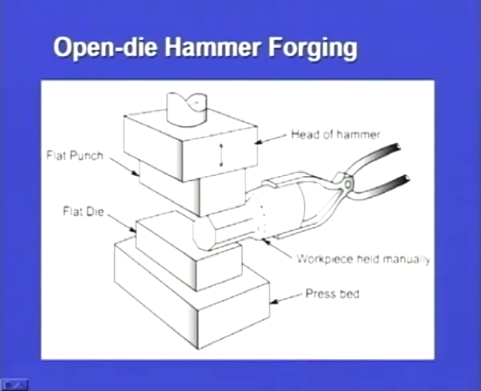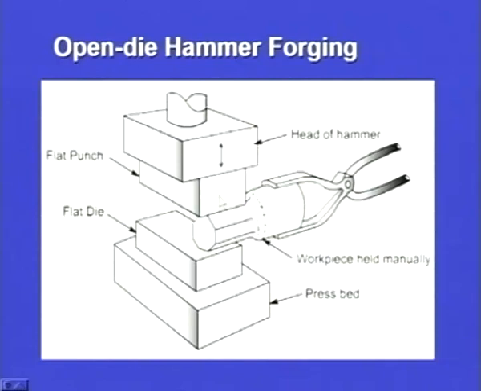So, this is how the diagram has been labeled, and this is how the basic open die hammer forging process will work. Open die means that the die is not enclosed. There is a flat punch and there is a flat die. In between the flat punch and the flat die, we will bring the raw material which has to be forged, and then this is held manually. We can see that a tong has been used to hold the workpiece, and we are applying the compressive forces.